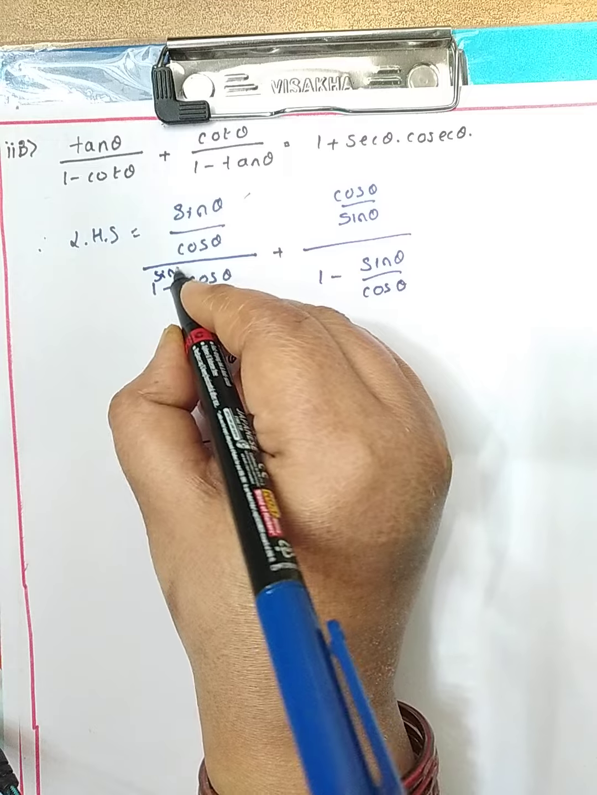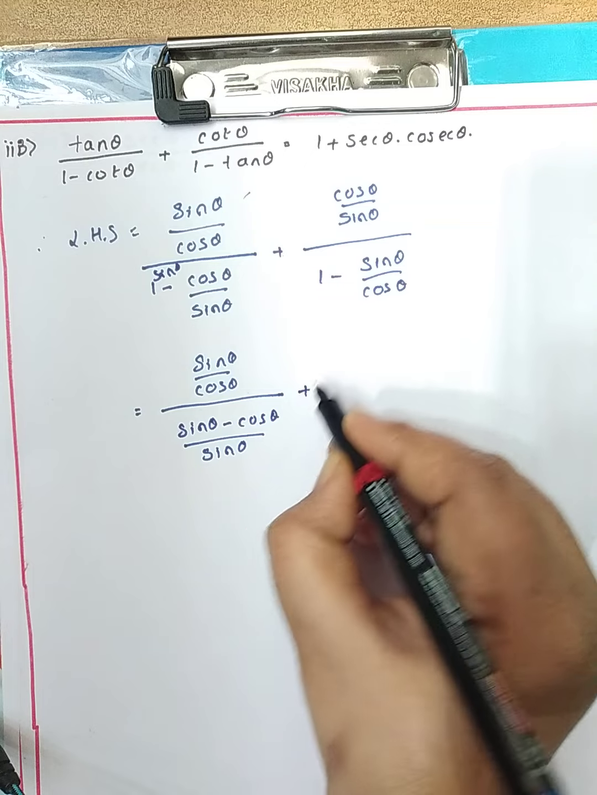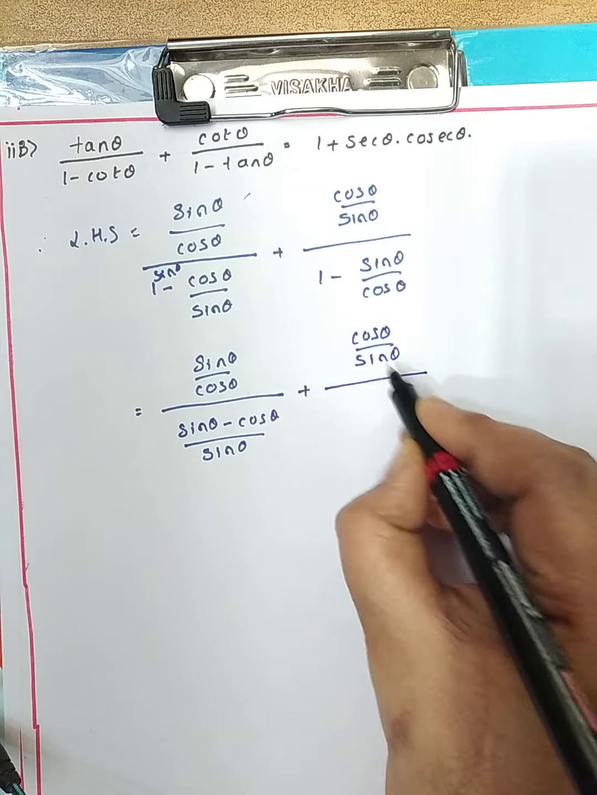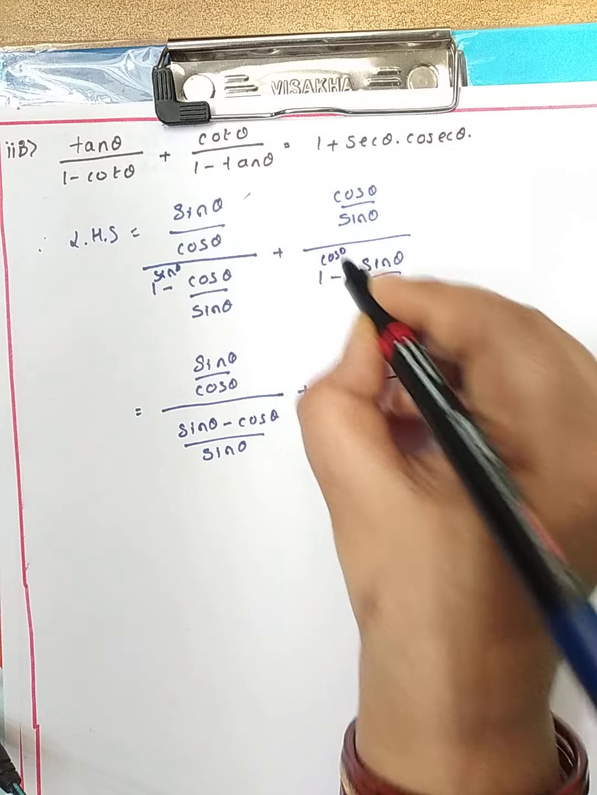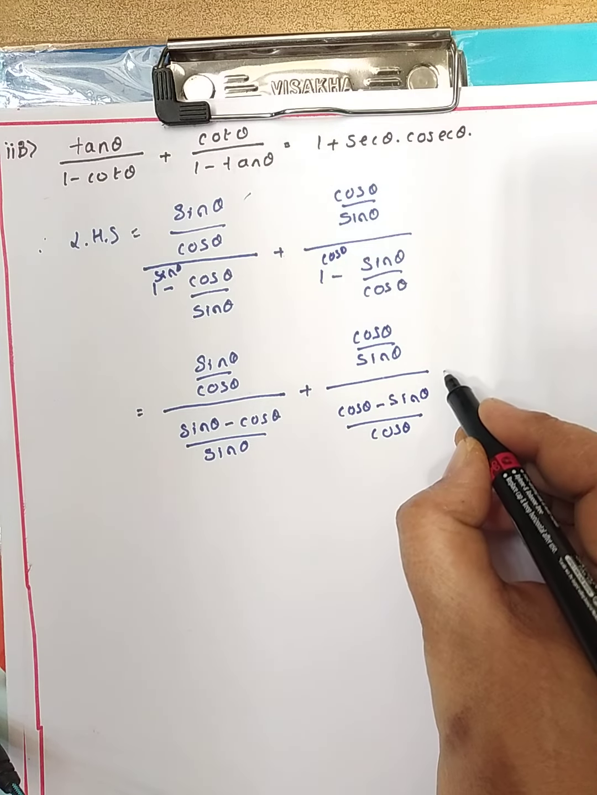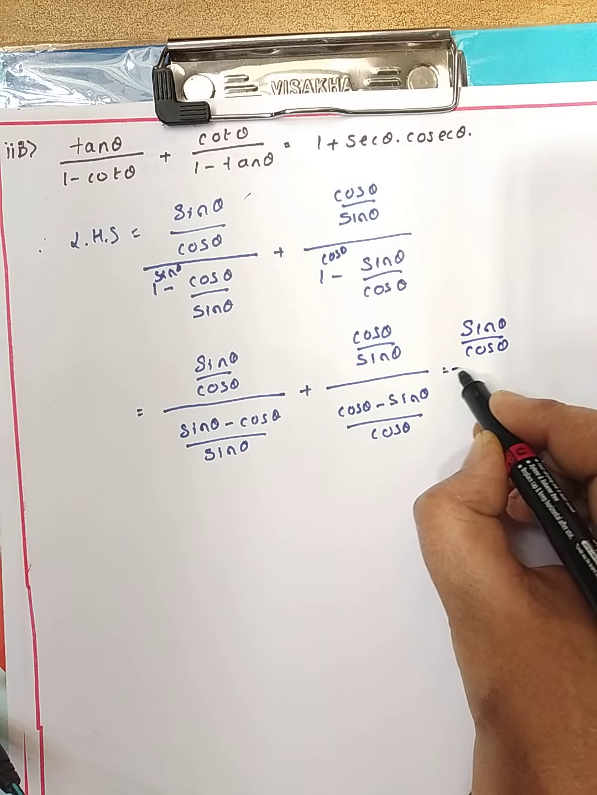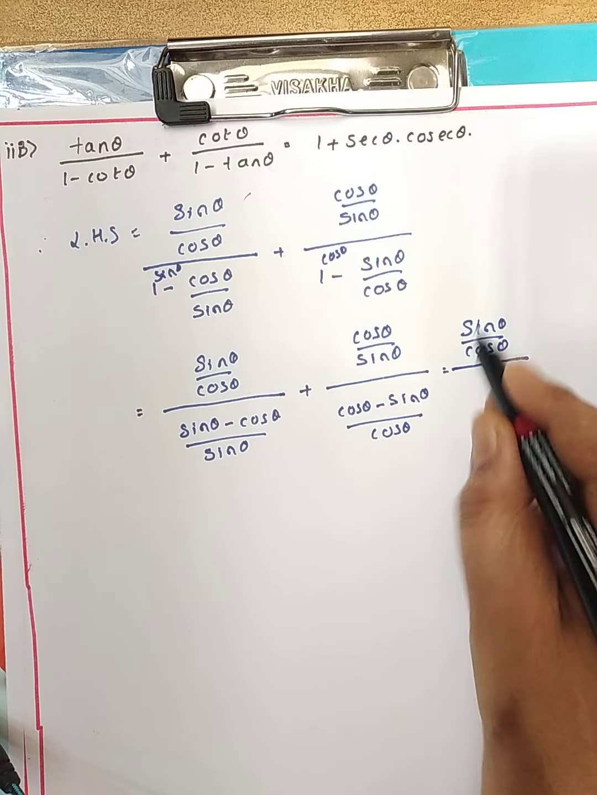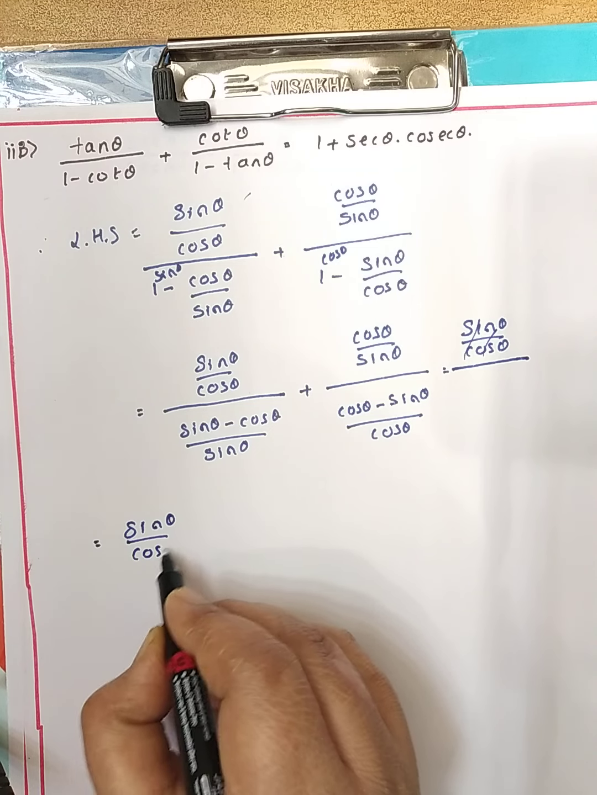This is sin theta minus cos theta plus, write as it is, cos theta by sin theta, whole divided by, take LCM, cos theta. This is cos theta minus sin theta. Next is simplify, that is sin theta by cos theta, whole divided by sin theta by cos theta.